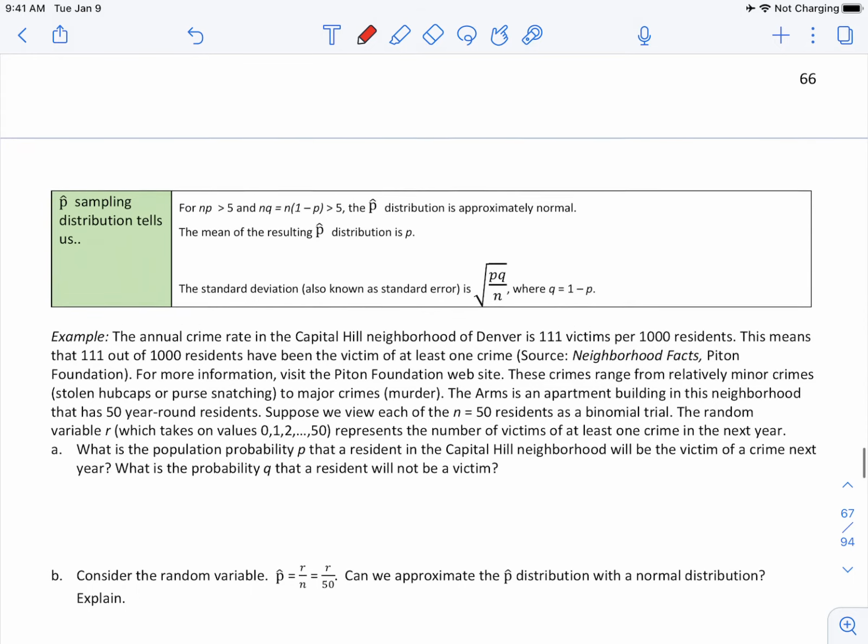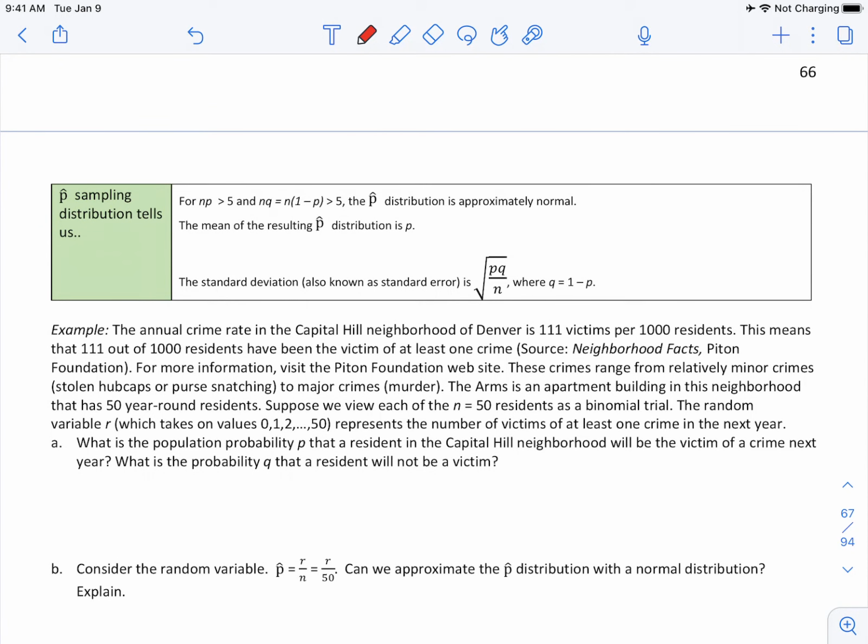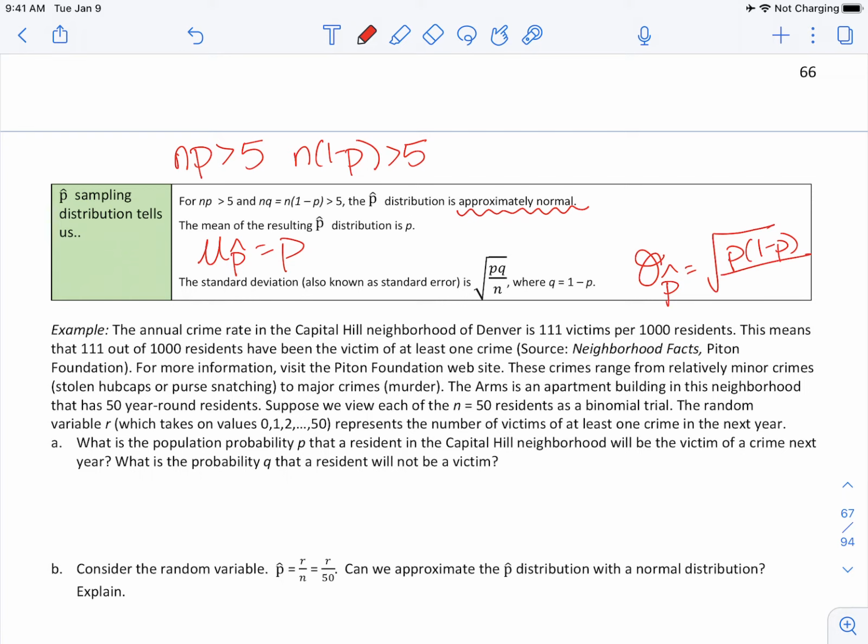So for p hat, our sampling distribution tells us that if n times p is greater than 5 and n times 1 minus p is greater than 5, again just writing these larger so they stand out, the p hat distribution is approximately normal. The mean of the resulting p hat distribution is p, so our mu of p hat is equal to p. The standard deviation, also known as the standard error, is the square root of p times q divided by n. So again, our sigma of p hat is equal to the square root of p times 1 minus p divided by n.